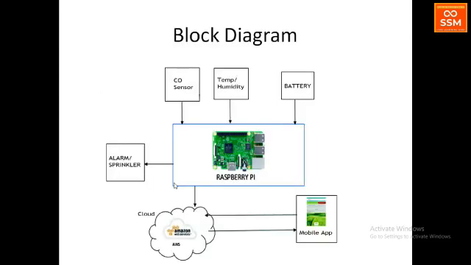Next is forest fire detection. The main sensor here is a CO sensor, because when there is a fire it releases carbon monoxide into the air. The CO sensor monitors the carbon monoxide and the temperature. If the temperature exceeds a certain value above normal air temperature, the data is sent to the Raspberry Pi for further processing. Based on that, the alarm can be turned on or off, and the data can be shared through the cloud to a mobile app.